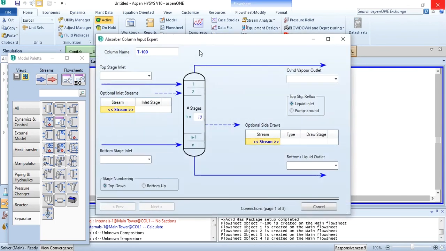Clicking on absorber, first I will name it absorber. Top stage inlet is solvent, bottom stage inlet is flue gas, 3 is the top overhead vapor outlet, which is the flue gas, and the bottom liquid, which is the solvent, is number 4. Once after doing the connections, the next button has been activated, but we have to change the number of stages over here, which are given to us as 50.